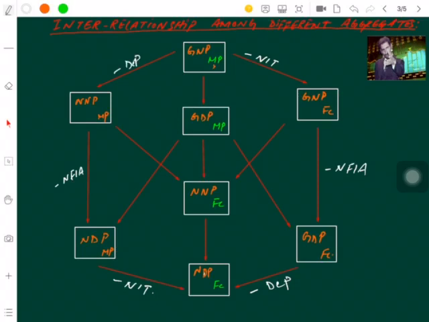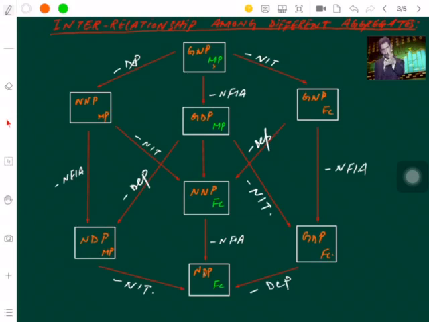Without wasting much of the time, I'll complete it. The difference here will be NFIA, GDP MP, NNP FC, NDP FC, minus NFIA. Likewise here, NNP MP, NNP FC, the difference between the two will be minus NIT, minus depreciation. And what is remaining now? GDP MP and GDP FC. So the difference is between MP and FC. So what will be minus NIT? Is there anything remaining? No, we are done with it. So this is how it is.